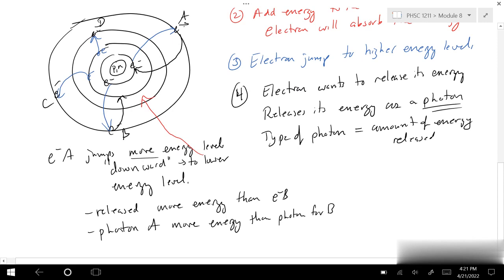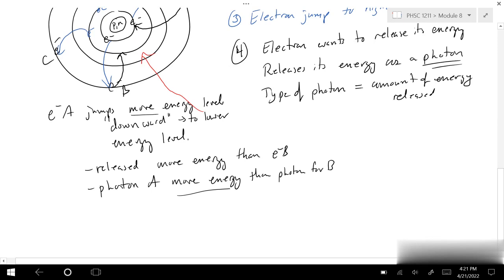And you're like, well, what does this have to do with this? Well, if something has more energy, is it going to be a higher frequency or lower frequency? If it has more energy, it's going to be a higher frequency. So because it has more energy, it's got a higher frequency. So the photon for B will be lower frequency.